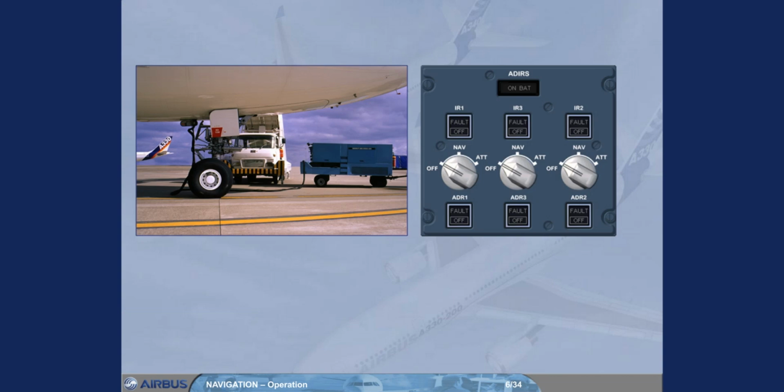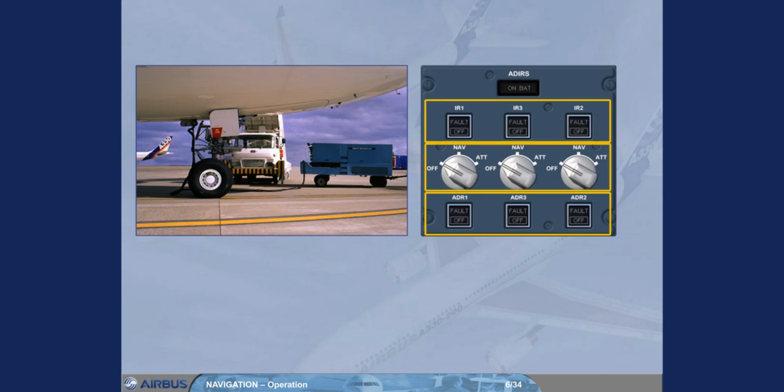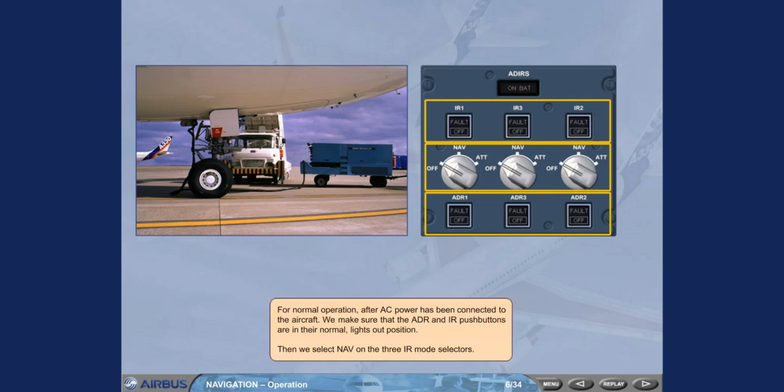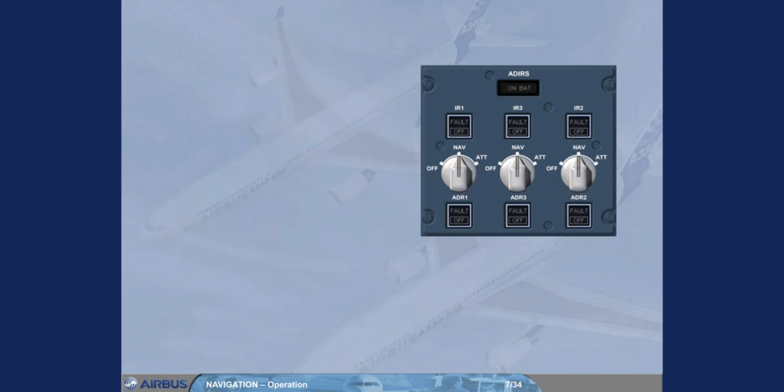For normal operation, after AC power has been connected to the aircraft, we make sure that the ADR and IR push buttons are in their normal lights out position. Then we select Nav on the 3 IR mode selectors. The alignment process has now started. The on-bat light illuminates amber for a few seconds as a test of the battery circuit.